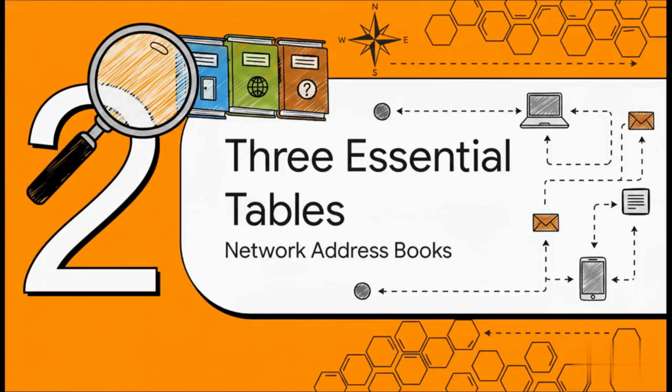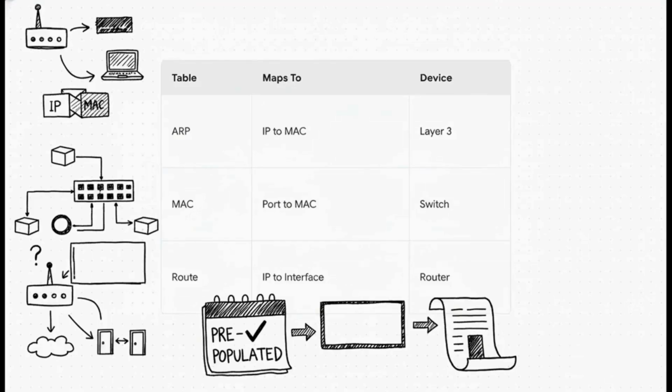Moving on to section 2, the 3 essential tables, the detective's address books. So how do our devices actually navigate this neighborhood to find those specific doors? Well, they rely on 3 critical ledgers. Let's break this down. First up, the ARP table maps an IP address to a MAC address, and it's used by layer 3 devices like routers and computer hosts. Next, the MAC table maps a specific physical switch port to a MAC address, and our switches use this to direct local traffic. Finally, the routing table maps entire IP networks to egress interfaces on our routers, literally telling the data which exit door to take.